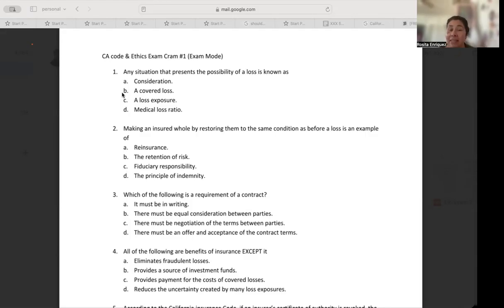Any situation that presents the possibility of a loss is known as, and the answer is, a loss exposure. Okay, this is the answer.